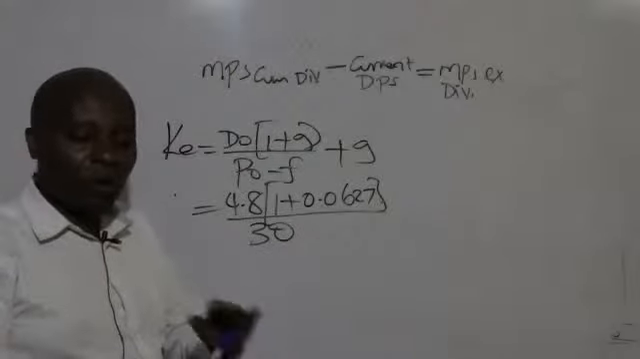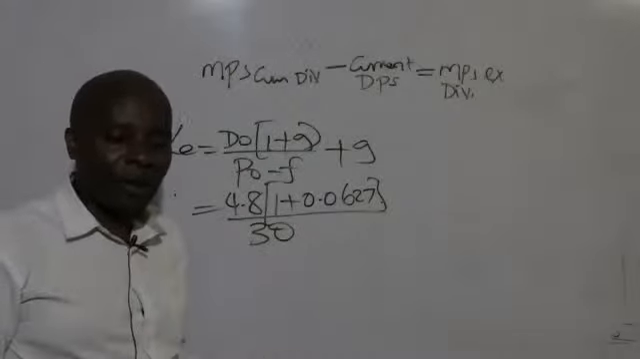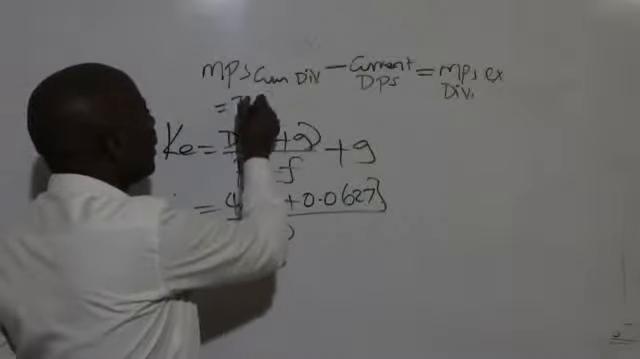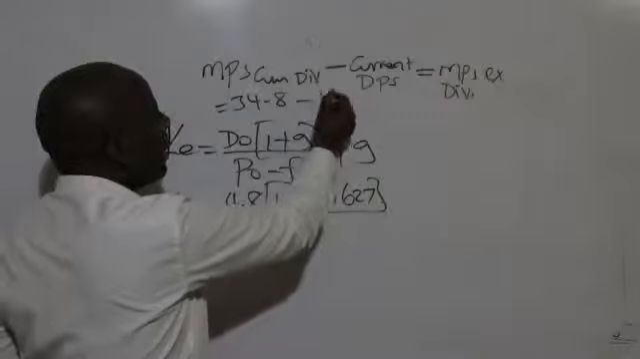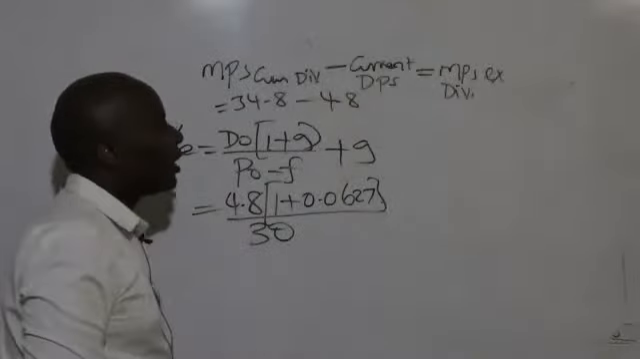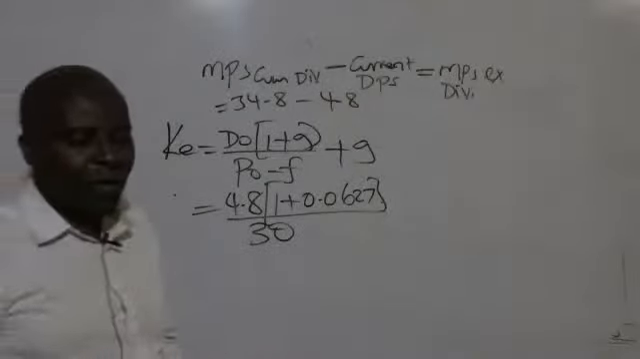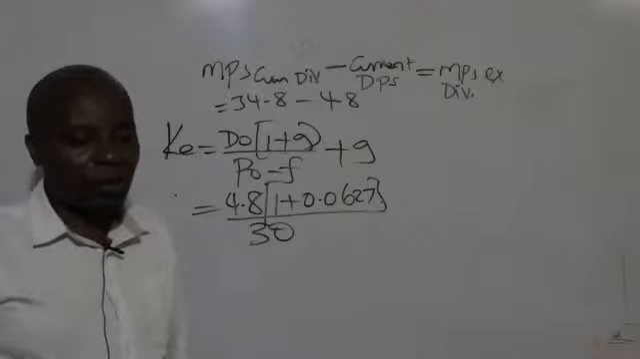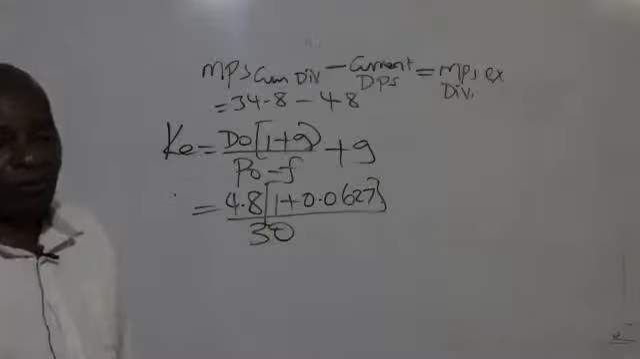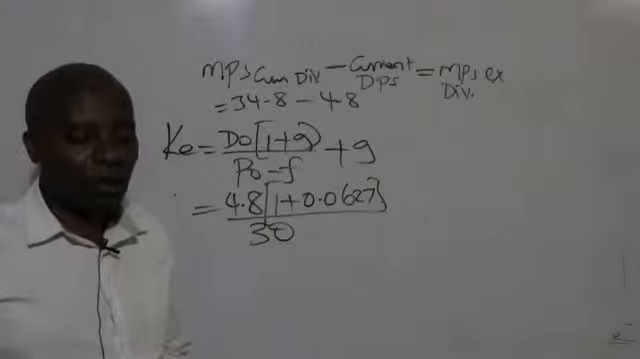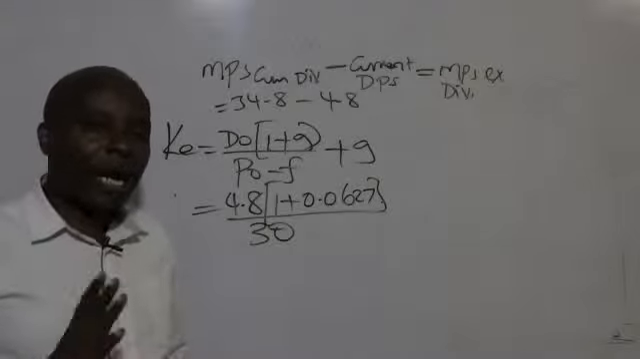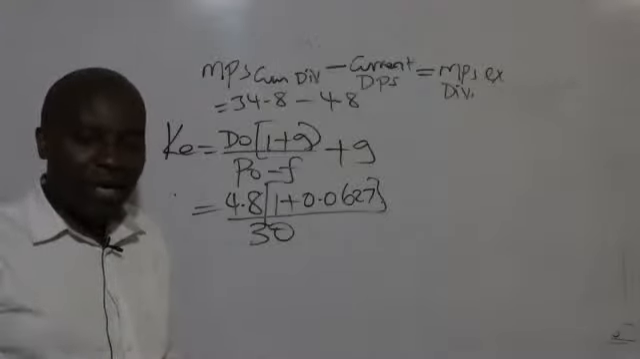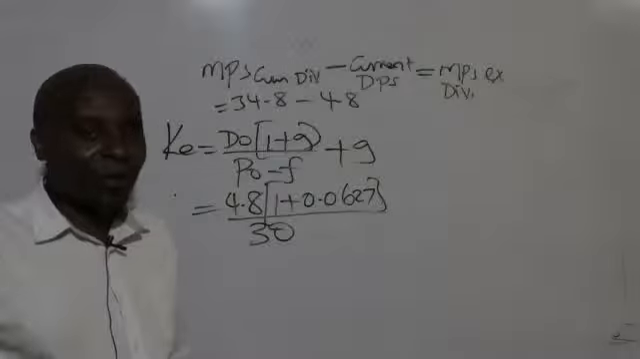In finance, we don't use the cum-dividend prices. So you can see the MPS cum-dividend is 34.8 minus the current dividend per share of 4.3. That is how I was able to get my figure of 30. Anytime you go to an exam and you're told that this market price is cum-interest, you must always subtract the most current interest.